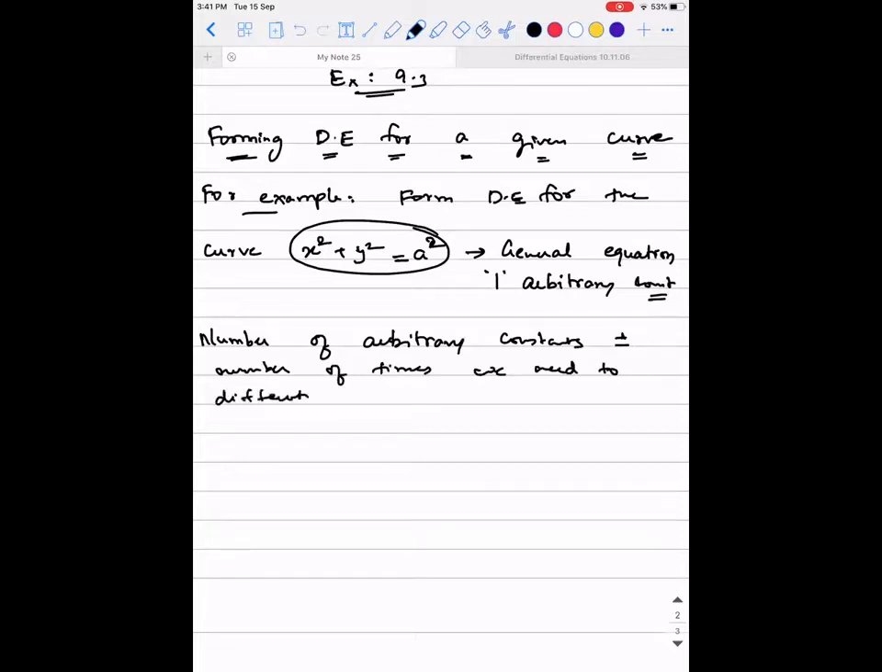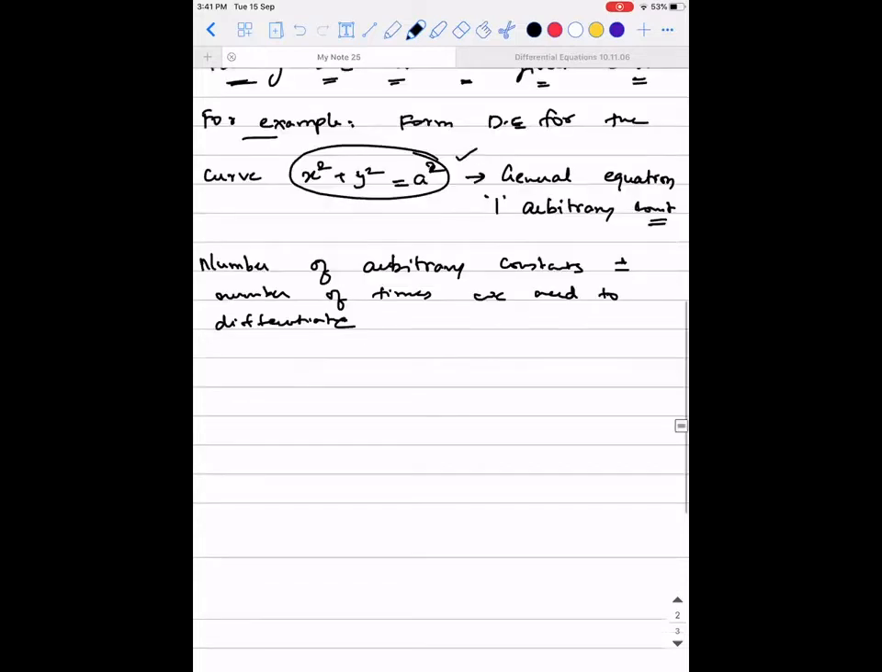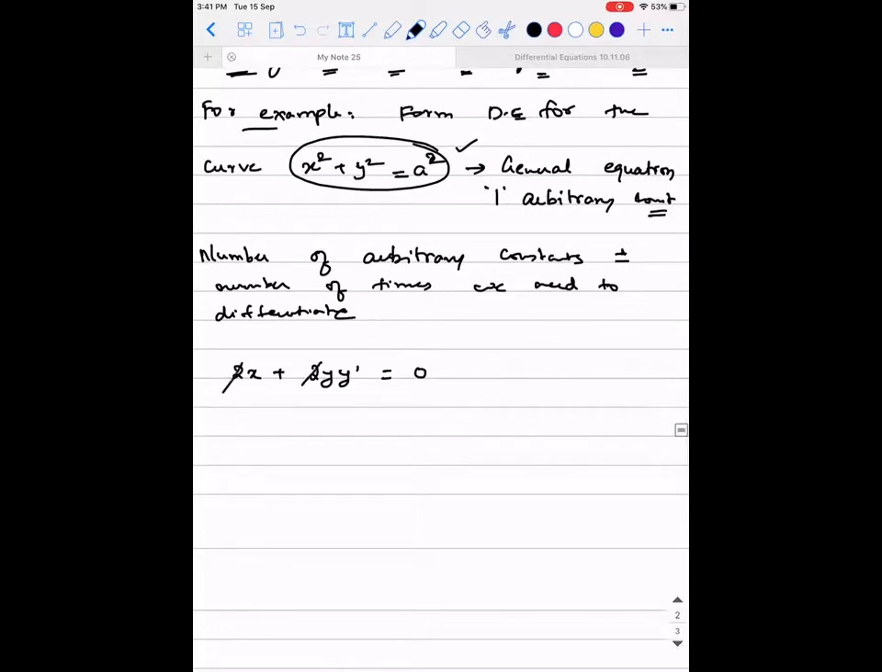So if that is the case, then when you differentiate this implicit function once, what do you get? You get 2x plus 2y y dash is equal to the derivative of a square, which is 0. It's some arbitrary constant, so it is going to be 0. So 2 and 2 get cancelled, which implies x is equal to minus y dash, which implies y dash is equal to minus x divided by y. Right? What did we do? We wrote the differential equation, dy by dx is equal to minus x by y.